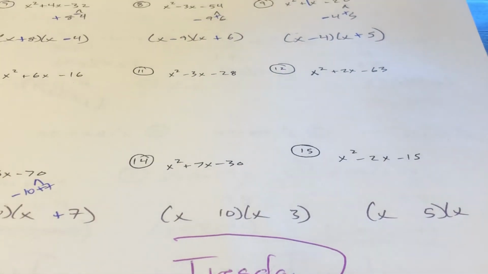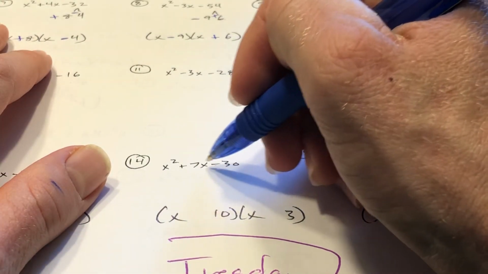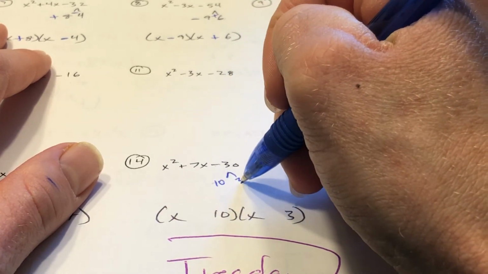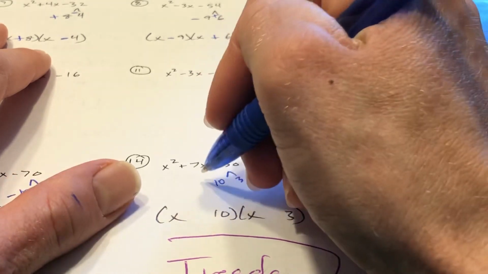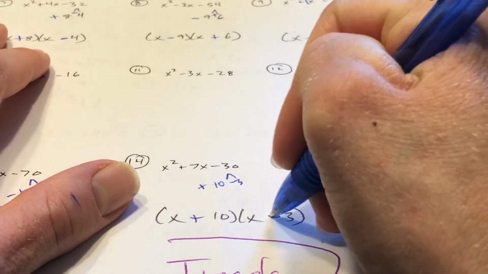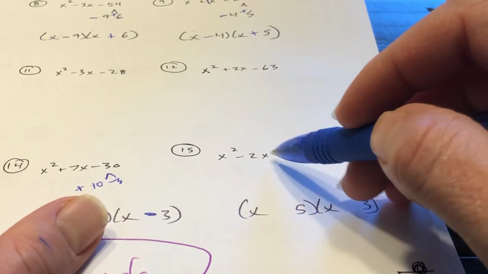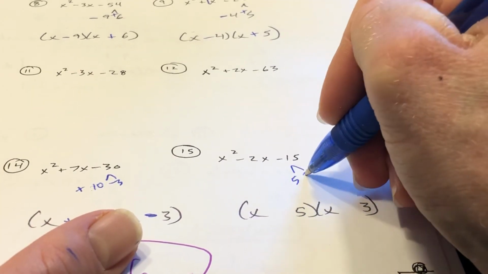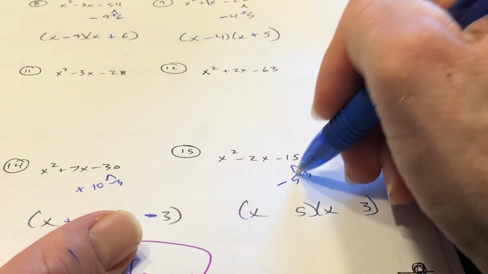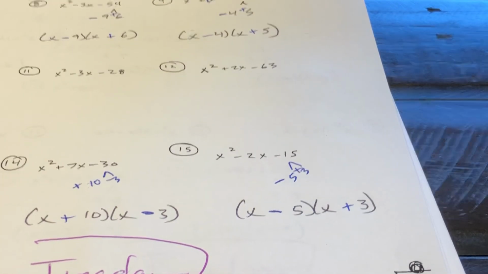And finishing up this video here, number 14 involving 30. What multiplies to 30 and differs by 7? 10 times 3 is 30. 10 and 3 differ by 7. Middle term is positive, so that's a positive 10 minus 3. 10 minus 3 is 7. And lastly here on 15, what multiplies to 15 and differs by 2? 5 and 3. 5 times 3 is 15. 5 and 3 differ by 2. Middle term is negative, so 5 is negative, 3 is positive. All right, and I believe that is it.